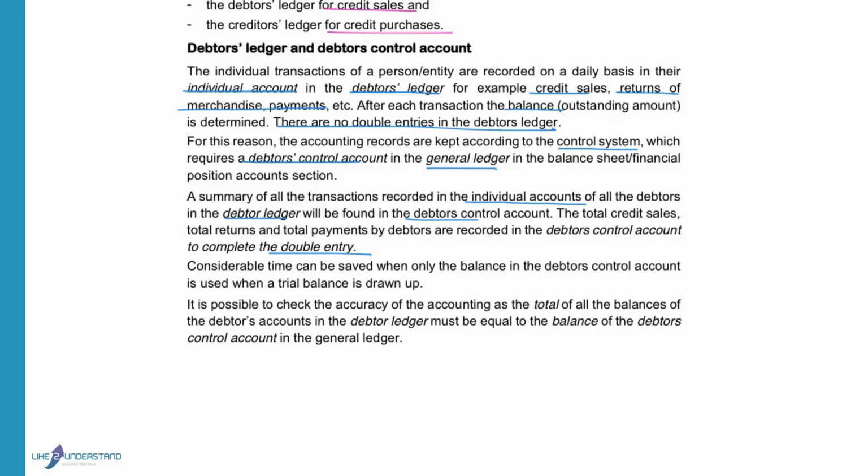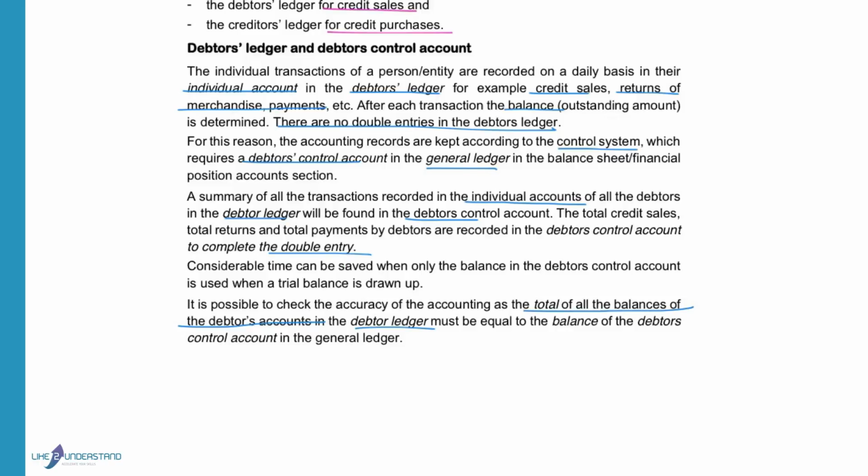It is possible to check the accuracy in your accounting of the debtors and the debtors control, because the total of all the balances in your debtors accounts in the debtors ledger, so at the end of the month we will take the total of each one in the debtors ledger and determine what is the total amount that they owe the business.